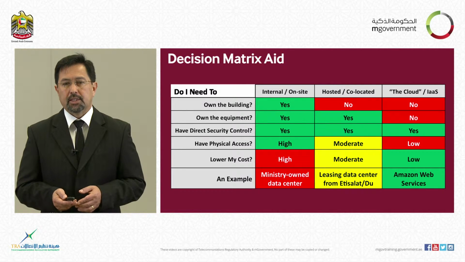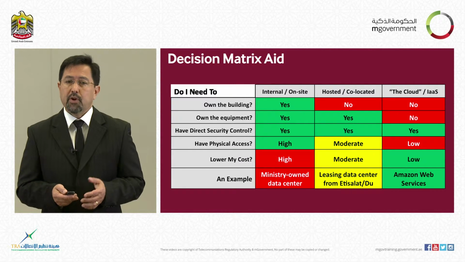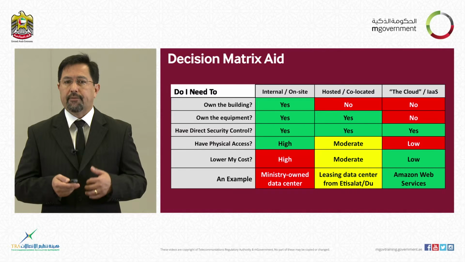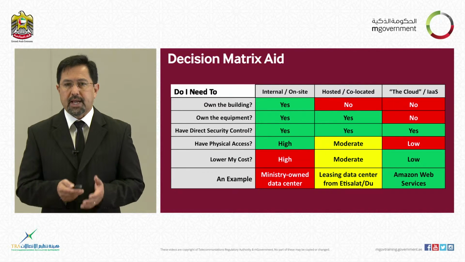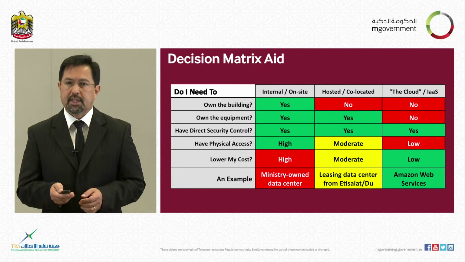is the one to go with. Also very common, very typical to use this kind of a model. But if you really need to own the building, to have physical control, to own the equipment, everything under your own control, then obviously the internal on-site model is still best.